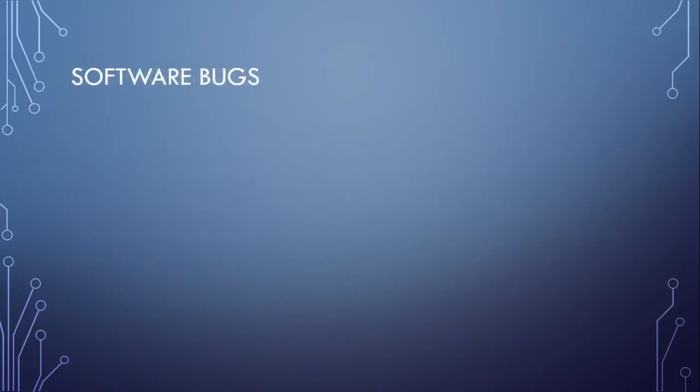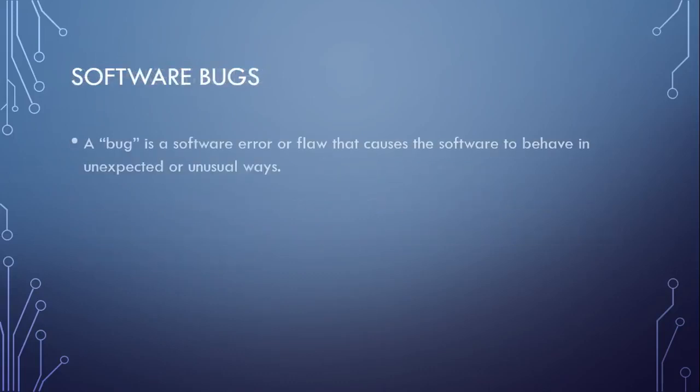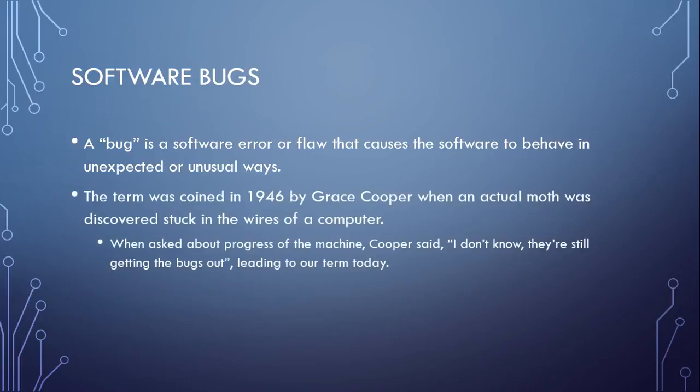So let's start off first talking about software bugs. A bug is a software error or flaw that causes software to behave in unexpected or unusual ways. Now, the term bug was actually coined in 1946 by Admiral Grace Hopper when they discovered an actual moth stuck in the wires of a computer. Pretty much the computer was malfunctioning, and they went to look at what the problem was and found there was a moth in the wires. And when she was asked about the progress of the machine, her reply was, "I don't know, they're still getting the bugs out," leading to the term that we have today.